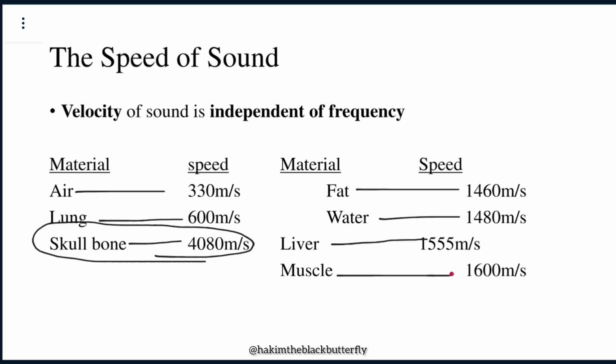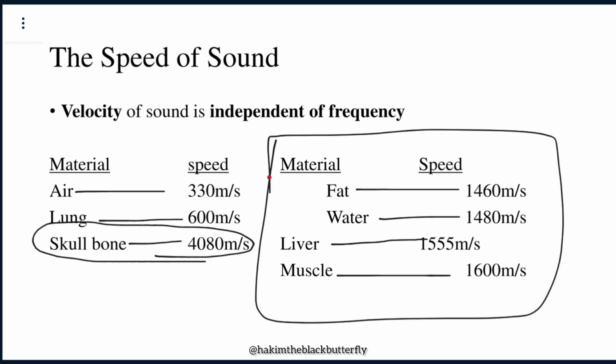Muscles 1600. Now, why did I group them here? These are basically called soft tissues. We use sound to image soft tissues, and the average speed of sound in soft tissues is 1540. If you look at all soft tissues and take all their speeds, the average speed in all soft tissues will be 1540.